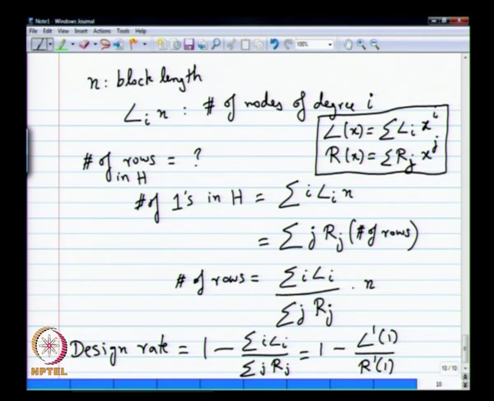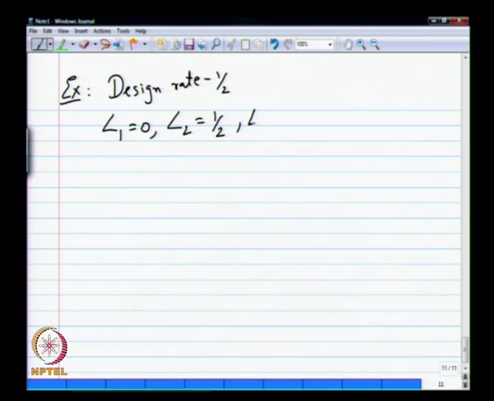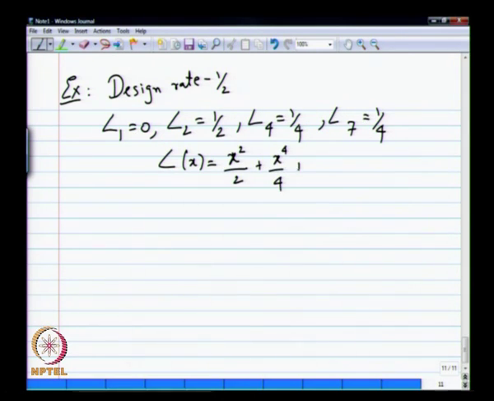Okay, so let me leave you with one final computation which is quite simple again, a very simple example. I am going to say I want a design rate of half, and then I am going to say L1 is 0 of course, L2 is half, L4 is 1 by 4 and L7 is 1 by 4 again. Of course, the other Li's are 0. So, what is L of x? x squared by 2 plus x power 4 by 4 plus x power 7 by 4.